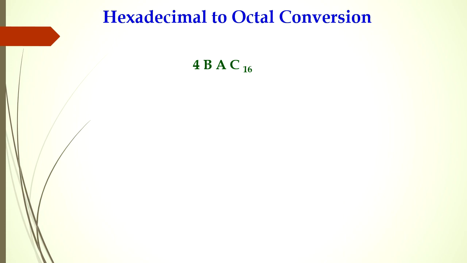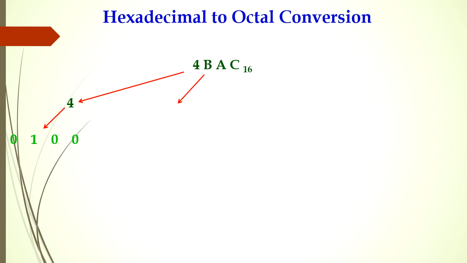So consider this example, 4BAC. We have to convert this hexadecimal to its binary first. So we have to get the value of each digit, and we have to convert it into its binary by the use of the 8421 code. So for the MSB, 4, it will be 0100. I think you can refer to the video of hexadecimal to binary conversion, which was posted earlier.